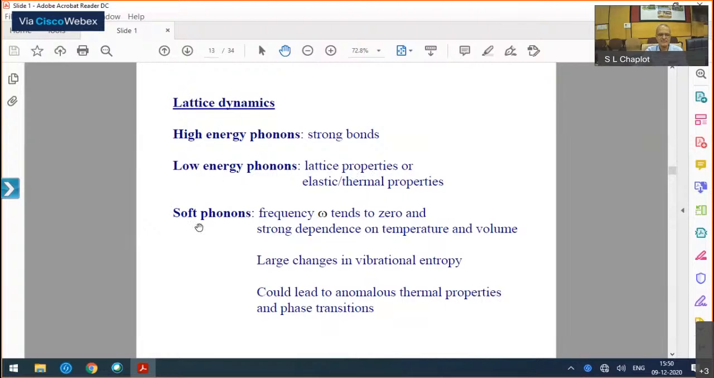In addition, we also have sometimes, not always, very low energy phonons which tend to zero and have a strong dependence on temperature and volume. And so once the frequencies are very small, they give rise to very large vibrational entropies, and therefore they have a very important role in anomalous thermal properties and phase transitions and so on.